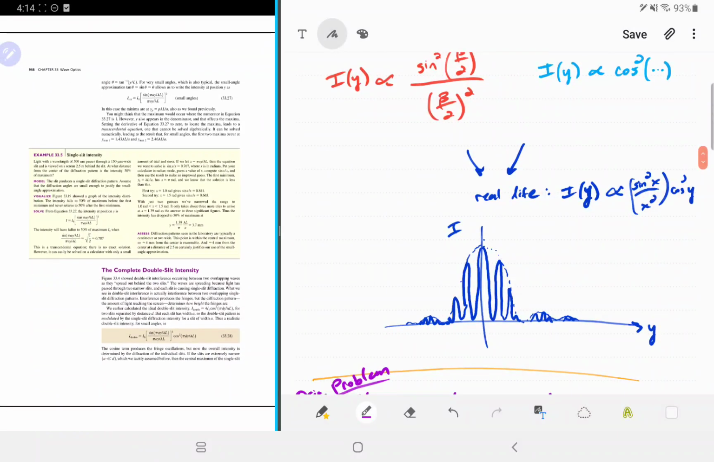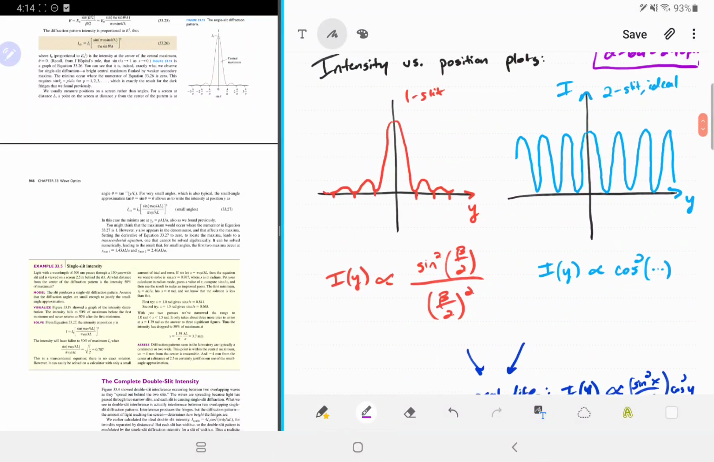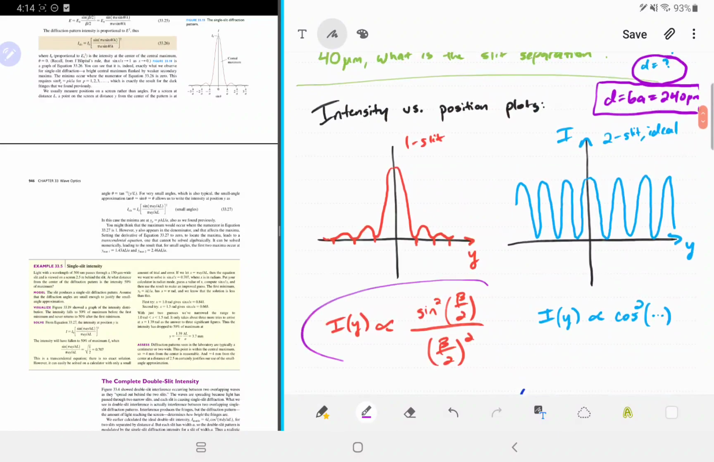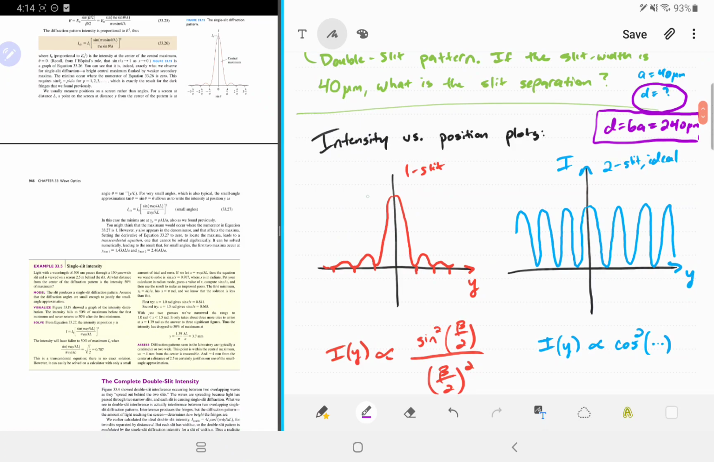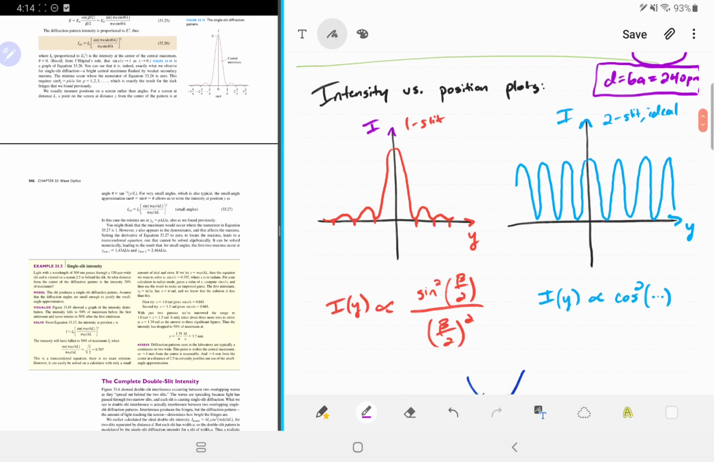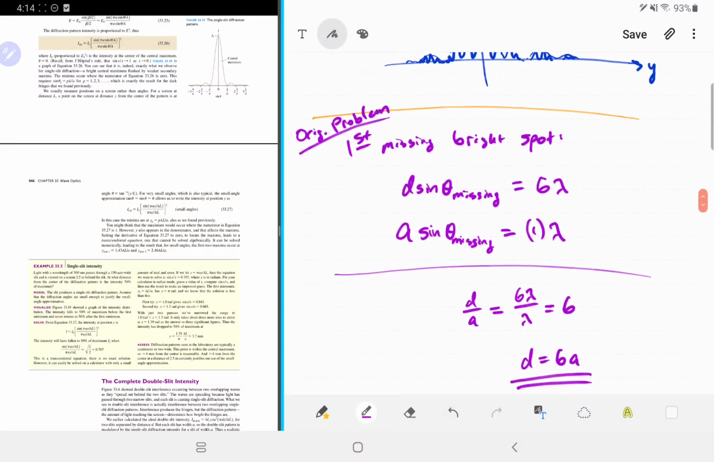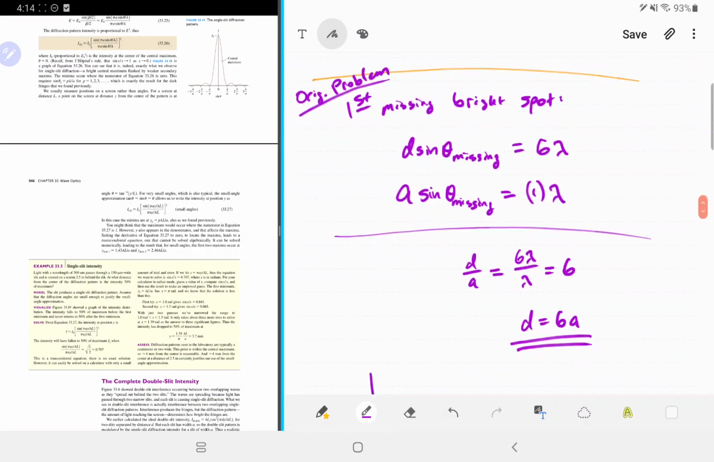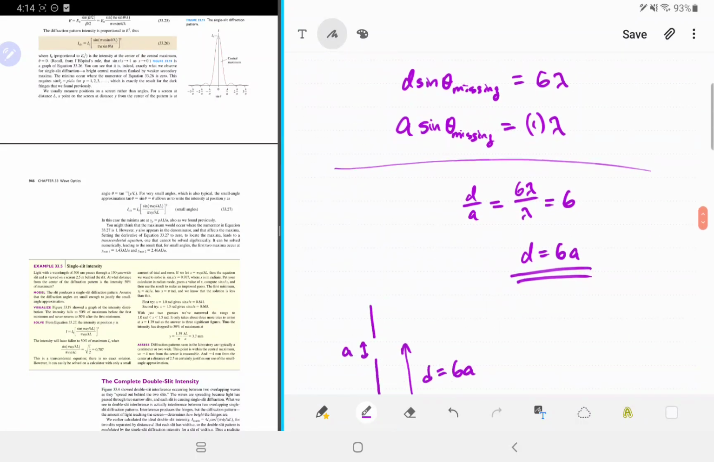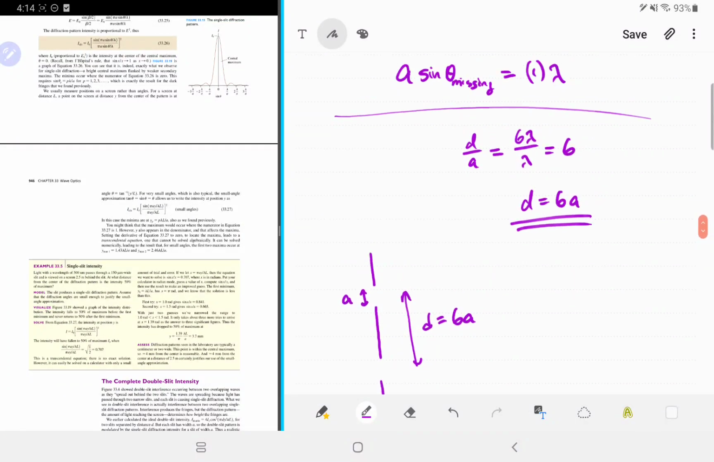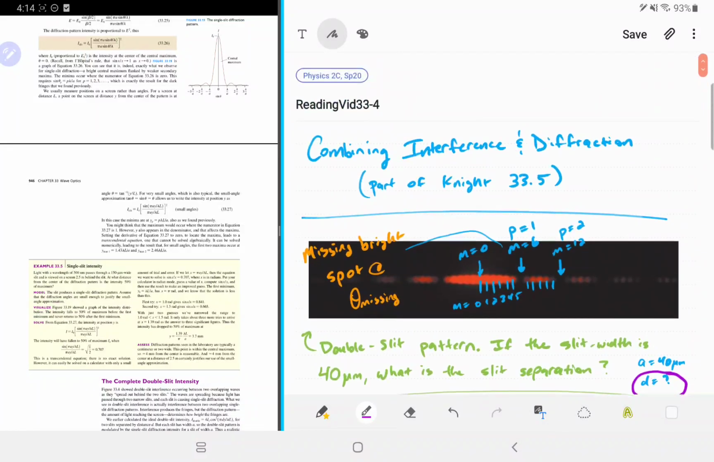Okay, so the functional form here isn't quite so important. You don't have to know that function, but you do have to know roughly what this function looks like for intensity versus y for diffraction as opposed to interference. And you do have to know about these missing bright spots. If you're given a picture, you can figure out where these missing bright spots are and relate the slit width and the slit separation from that info. Okay.